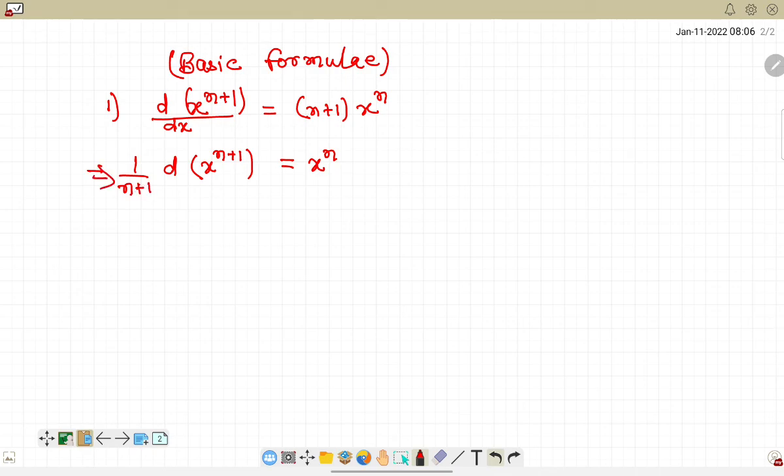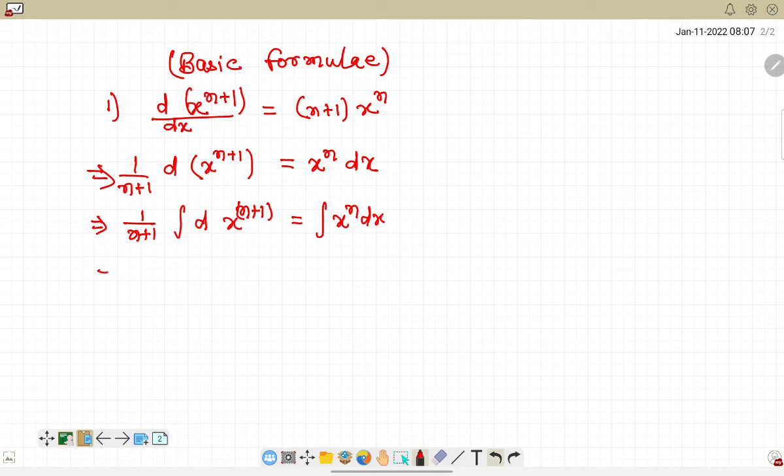Now we use the integration symbol on both sides, with dx on this side. In the next step, whenever we apply the integral sign, the constant part can be taken outside. So we can write 1 upon n plus 1, and this part will be integration of d(x raised to the power n plus 1), and on the right-hand side, x raised to the power n into dx.